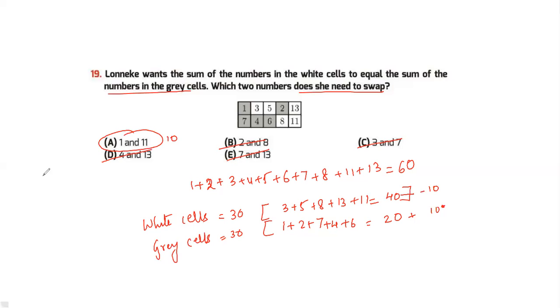So what is it that we have to do? We have to subtract 11 from here and swap these numbers. So 11 will be swapped with 1, so it will be minus 1 plus 11. So you will get a 30 and a 30. So my answer will be option A.